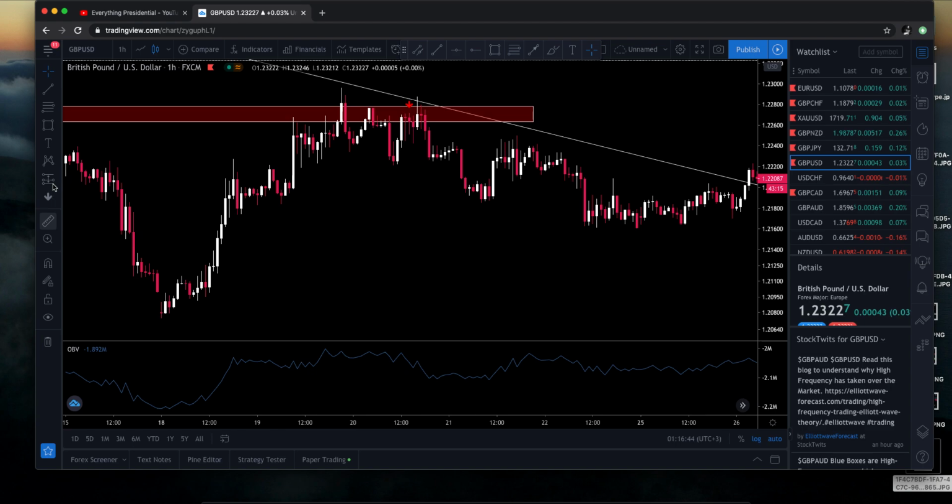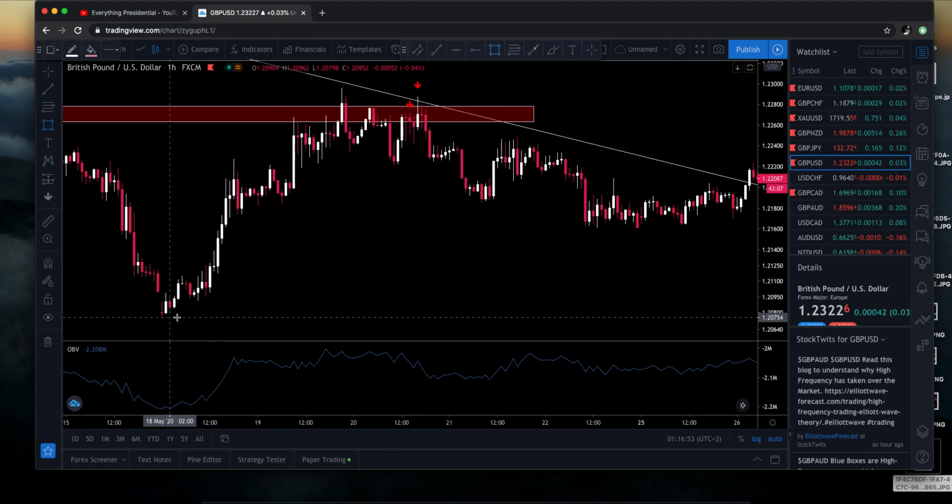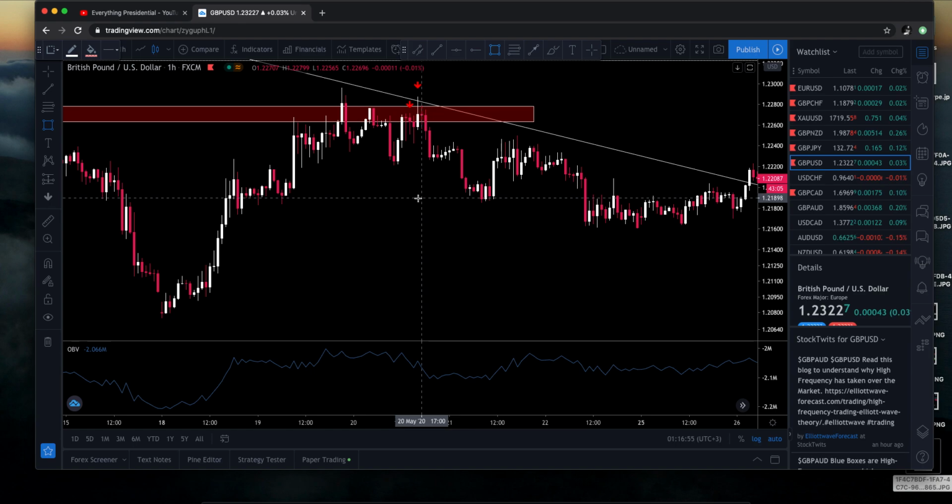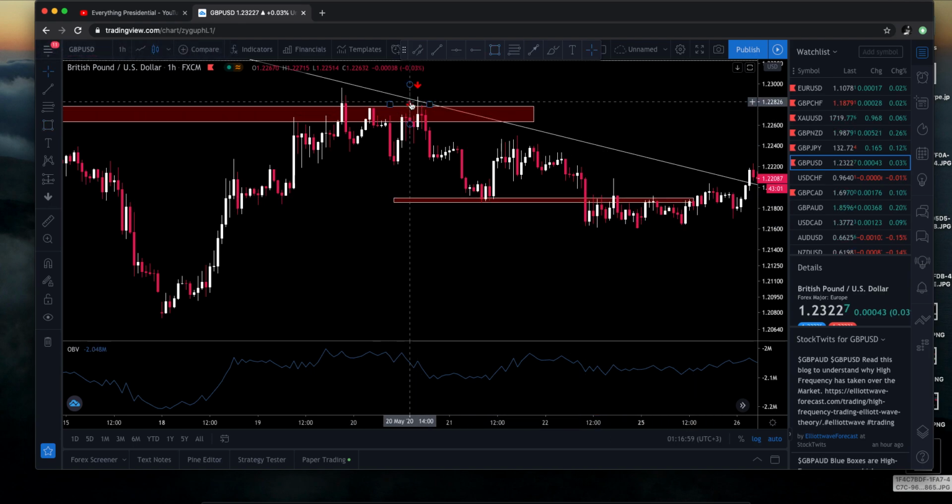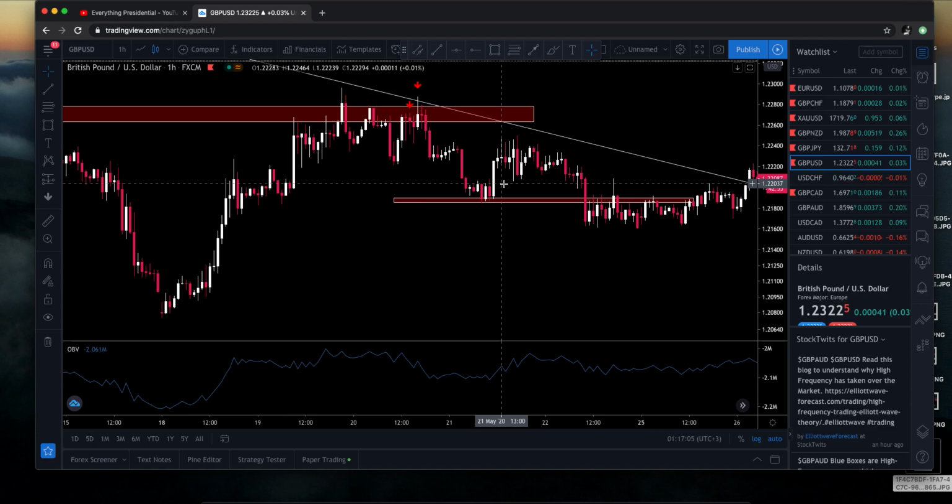Okay, and my second entry was at the trend line, when the market came up to test the trend line and rejected. That's where my second entry was. My original target was here below on this support, but I got out somewhere over here. On my first trade I made about 80, and on the second one I made around 100 pips. So 180 pips in total on this single trade.